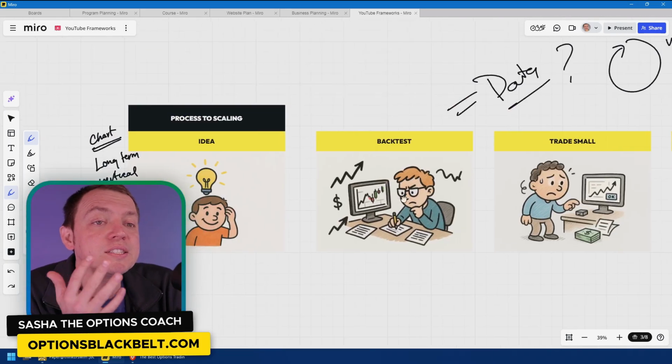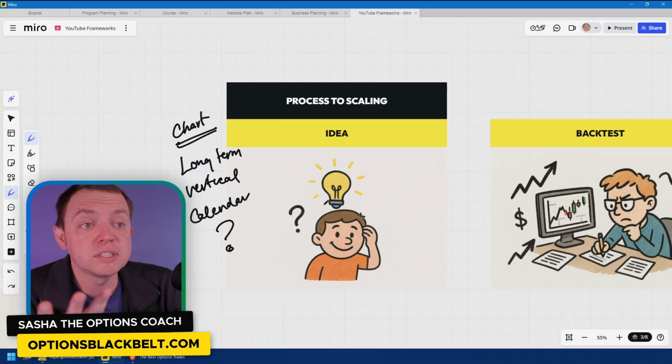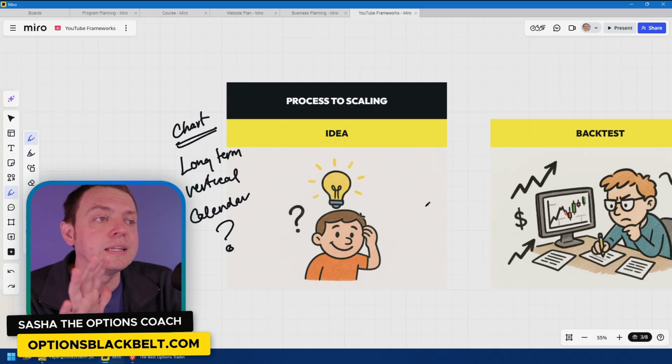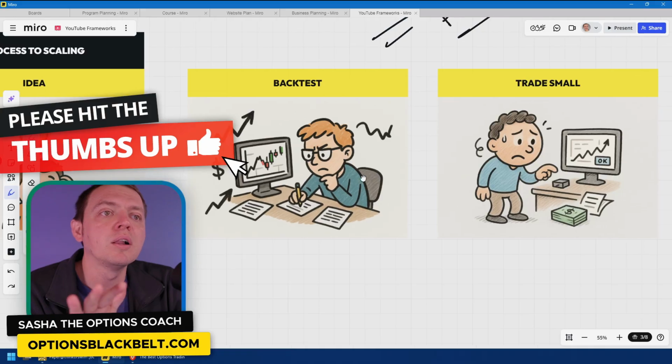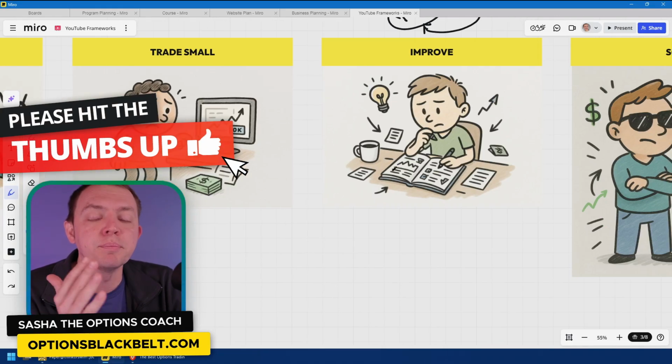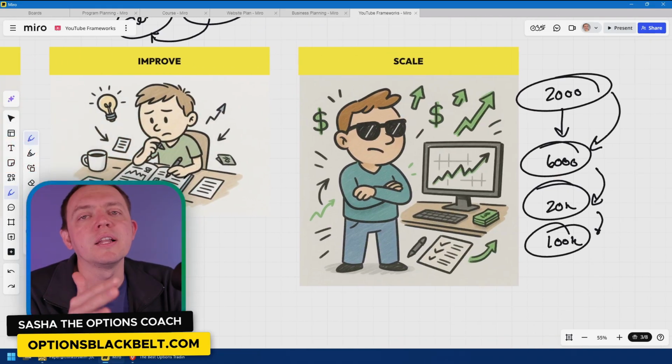So this is the process you want to take when it comes to scaling, right? You go from the idea to the backtest, trade small, and then you have an improvement cycle, and then you scale and ramp things up.